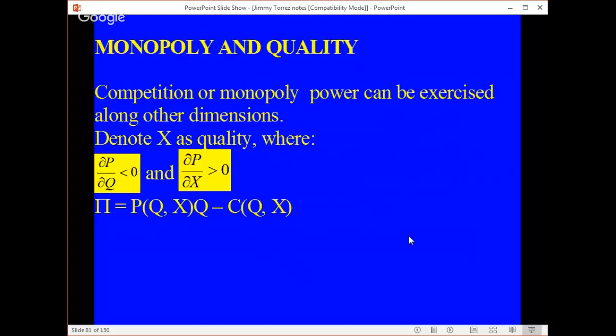I'm going to assume that since it's downward sloping, the partial of P with respect to Q is negative, but the partial of P with respect to X is positive. In other words, the better the quality, the more you can charge.